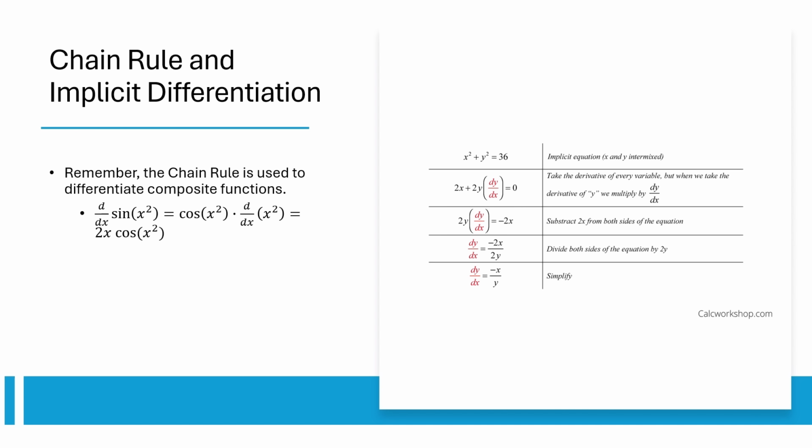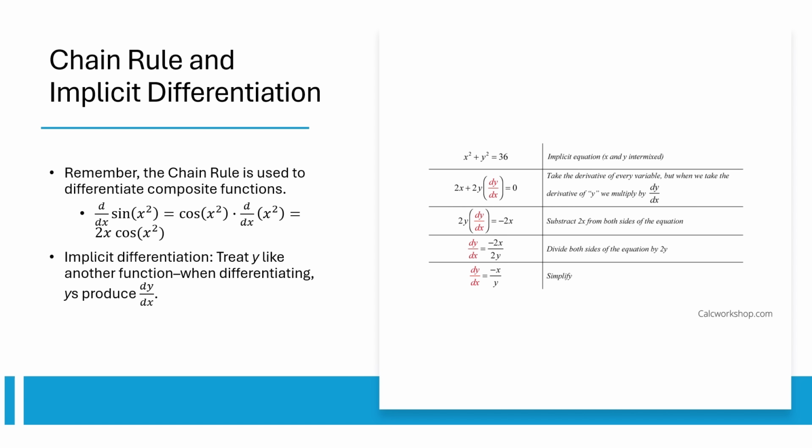The chain rule is used when one function is nested inside another. This allows us to take derivatives of complex composite functions. Implicit differentiation is necessary when y cannot be easily isolated. Differentiate both sides of the equation with respect to x, treating y as a function of x, and then solve for dy dx.